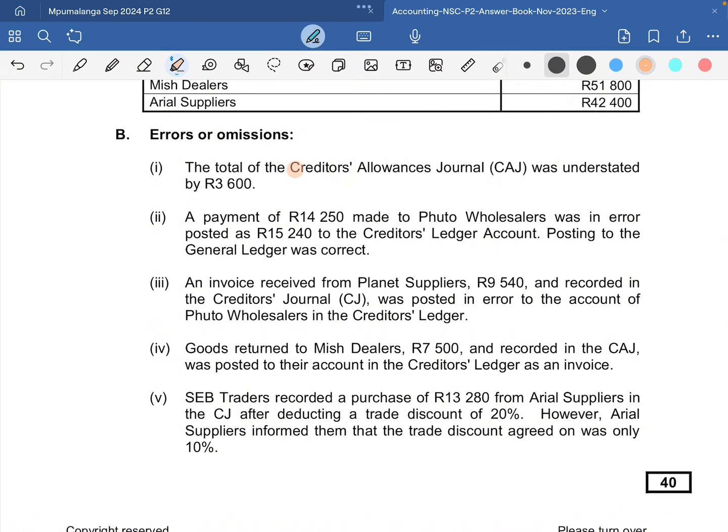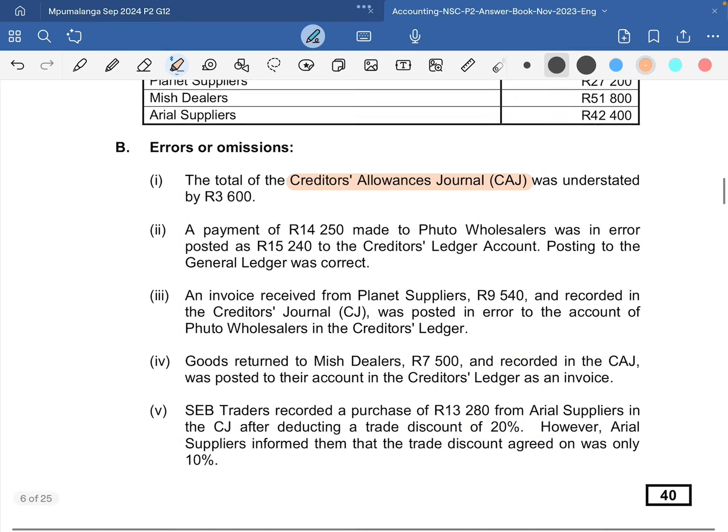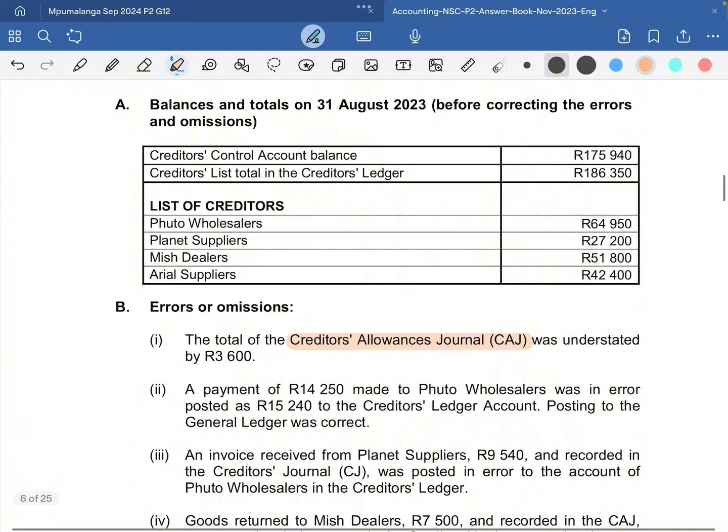So here they're telling us about the CAJ, but in information A, we're only given the balances of the creditors control account and the creditors list total in the creditors ledger. Okay, so we need to take note of these different accounts that we are going to have records in.